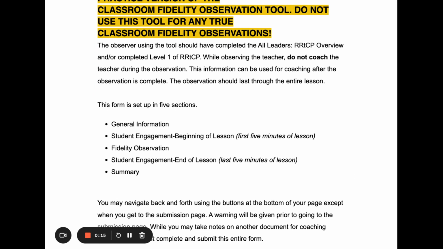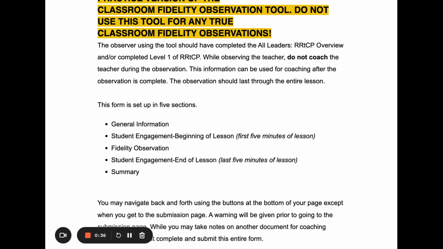The second section gathers student engagement trends during the first 5 minutes of the lesson. The third section gathers data regarding the fidelity observation components. The fourth section is used during the last 5 minutes of the lesson to gather student engagement trends. And the fifth section will be the summary section.